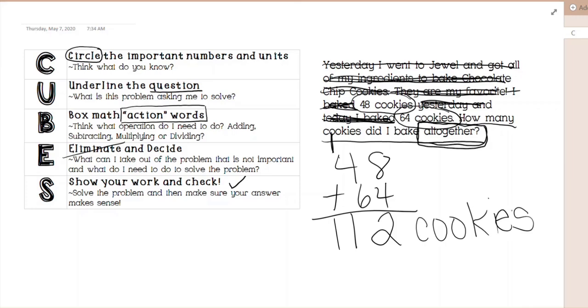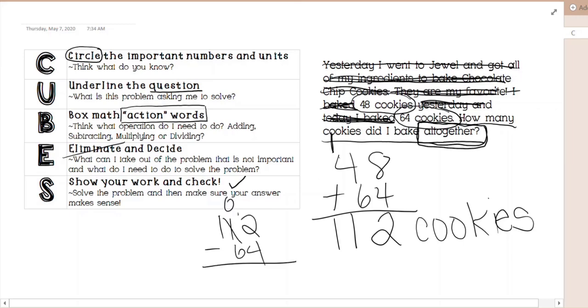In order to check my work and make sure it sounds about right, I could think, okay, 60 and 50, if I'm rounding those, is about 110. So 112 is pretty close. Or I could do my answer minus this number should equal this. 112 minus 64 should equal 48. And it does. So then we have checked our answer.